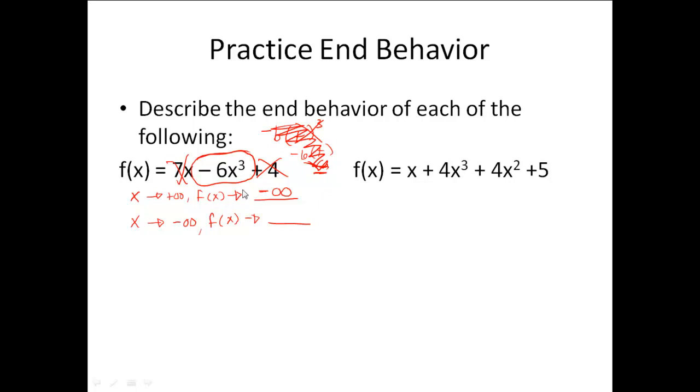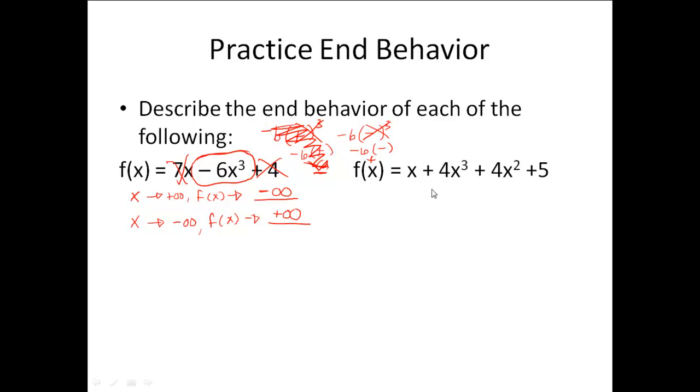Then I go through the same process with a negative number. If I have a negative number, what's going to happen when I cube it? Well, it's going to remain negative. It's going to be a bigger number, but it's going to be a negative one. Then I have to ask myself, what happens when I take -6 times that negative number? Well, the two negatives make a positive. So in my final blank, I would put in positive infinity.